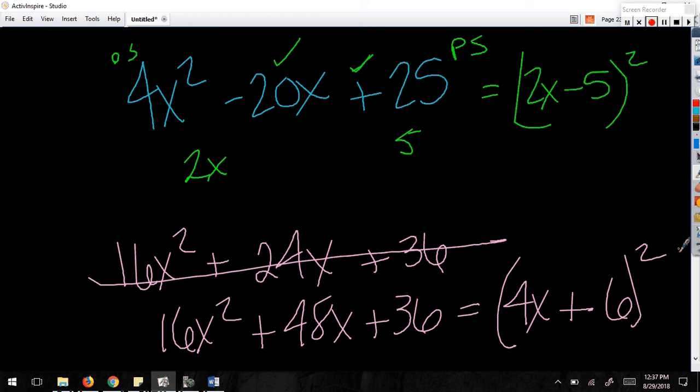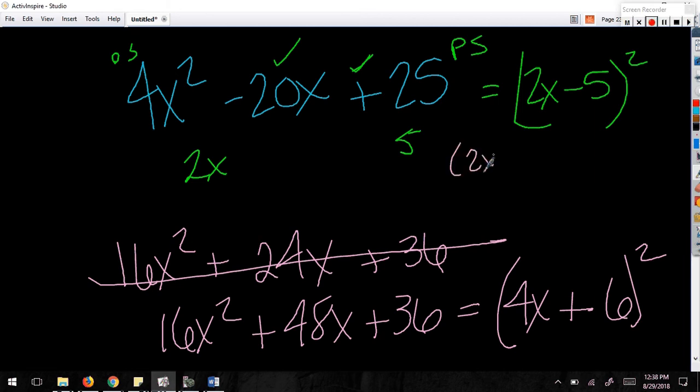I still don't understand how you got the thing for 2x minus 5 squared. Square root of 4x squared is 2x. The first sign is minus, and the last, the square root of 25, is 5. Okay. So you don't do anything with the negative? The only thing you use the negative 24 for is to check that it square dances.